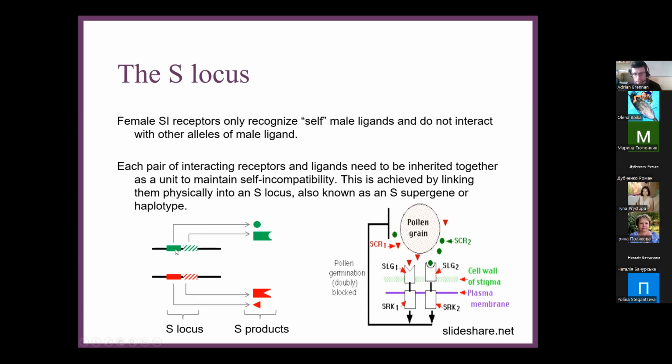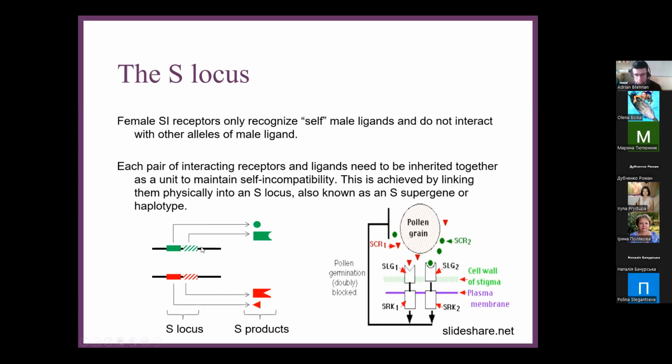And the alleles of these genes interact specifically with each other. So the two genes that are found on this haplotype will only recognize each other. So you can see by the shapes here. And a different S allele will have different specificity that only these two that are on the same haplotype will recognize. So again, shown here by the triangles.